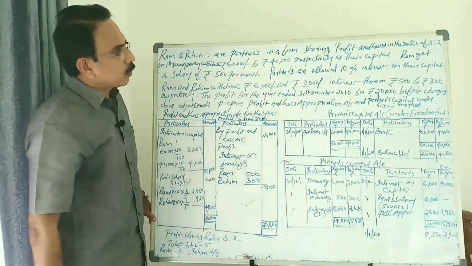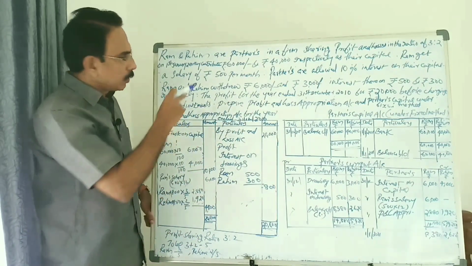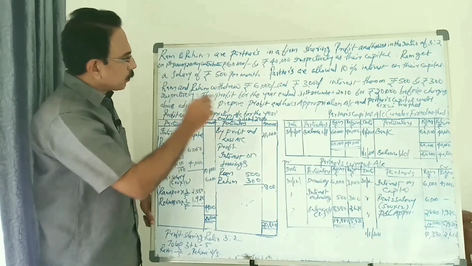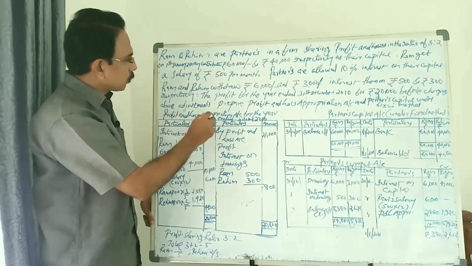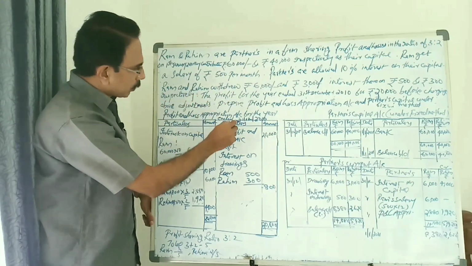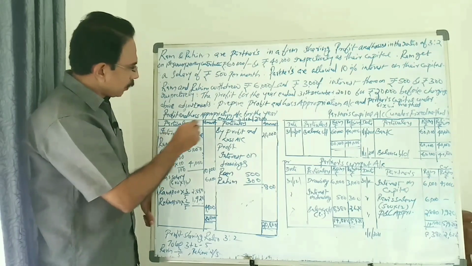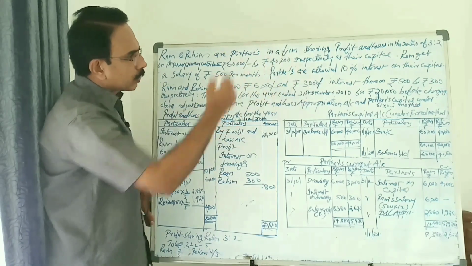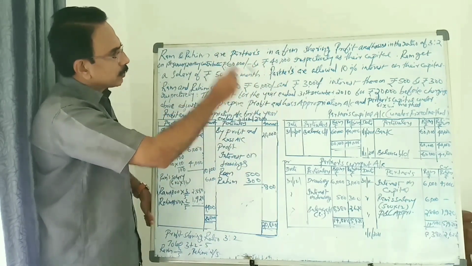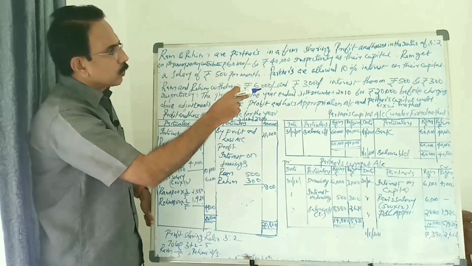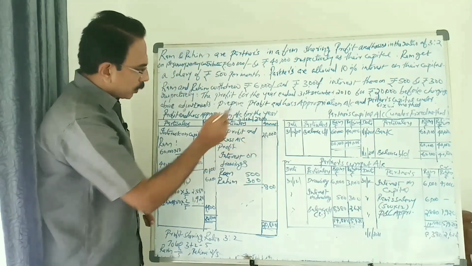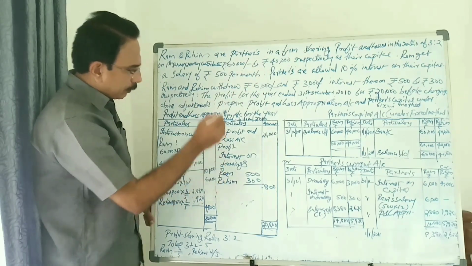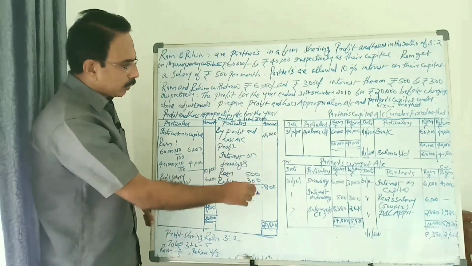Prepare profit and loss appropriation account and partners' capital account on the fixed method. Two accounts should be prepared on this question. First one, profit and loss appropriation account for the year ended December 31st, 2010. Credit side, first item, by profit and loss account, that is 20,000 before charging items such as interest on capital, interest on drawings, partner salary, etc. The next, interest on drawings, 500 Ram and 300 Rahim, total 800.